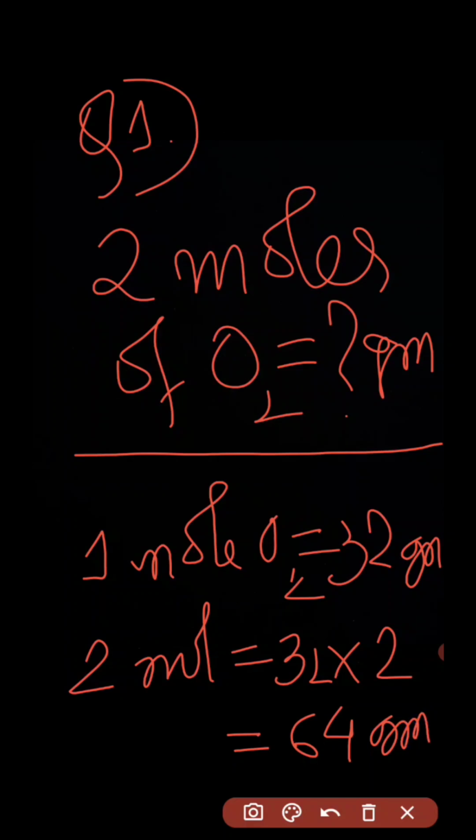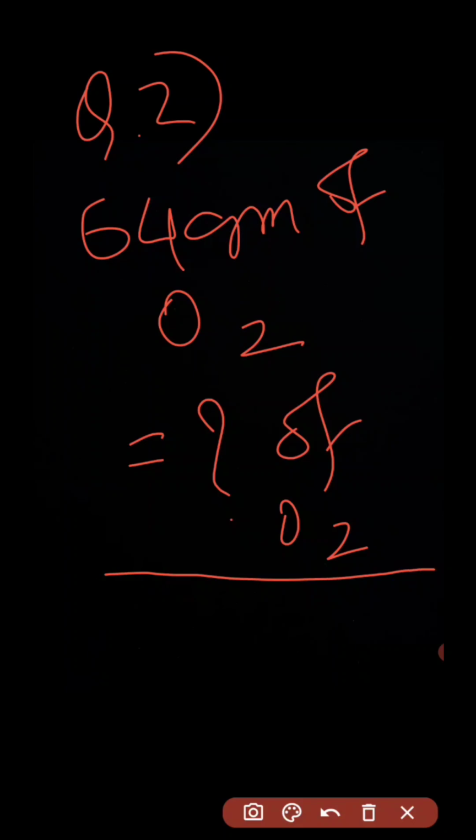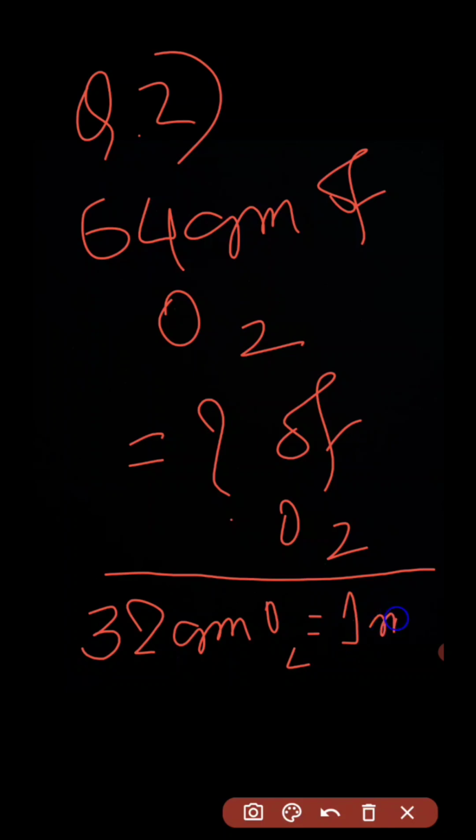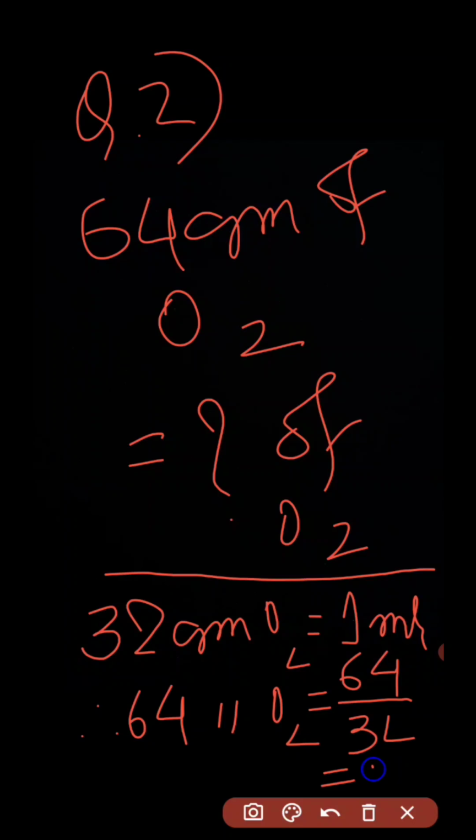Very easy. If I ask you the next question, 64 grams of oxygen is equal to how many moles of oxygen molecule? We know that the molecular mass, 32 grams of oxygen, is equal to 1 mole of oxygen. So 64 grams of oxygen is how much? 64 by 32, which is equal to 2.